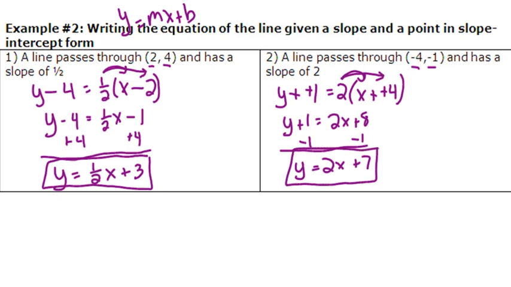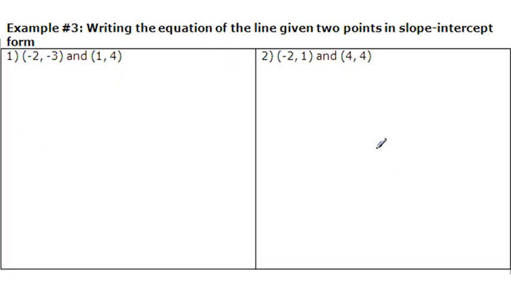So this is writing an equation of a line if you are given a slope and a point. Now, every time you write an equation, you have to have a slope. In example 3, it says write the equation of the line given 2 points in slope-intercept form. So we're going to have steps. Our first step is you need to find the slope. And remember, we've already learned how to find the slope from 2 points, right?